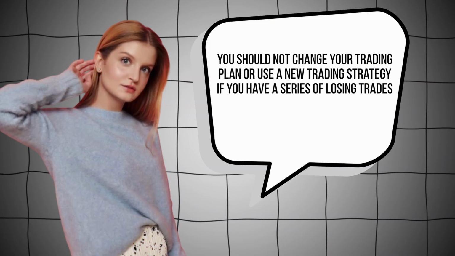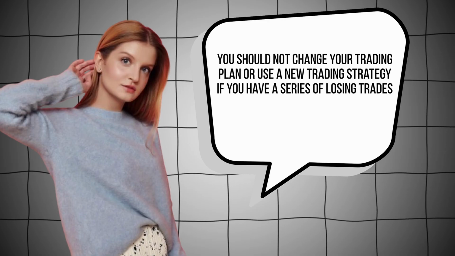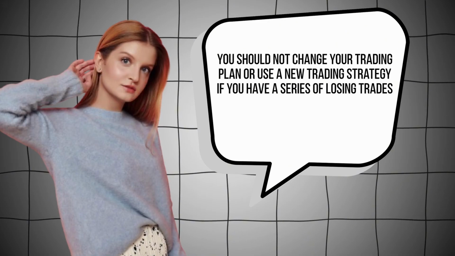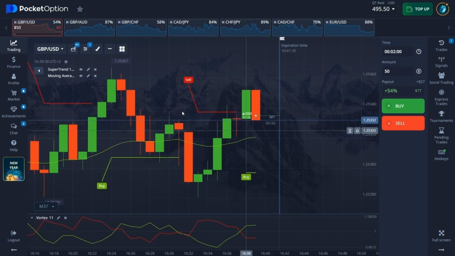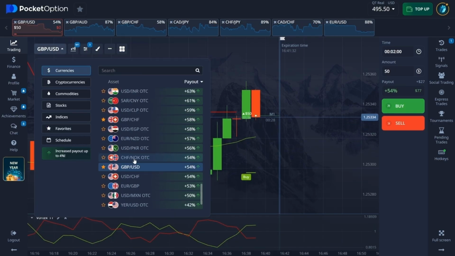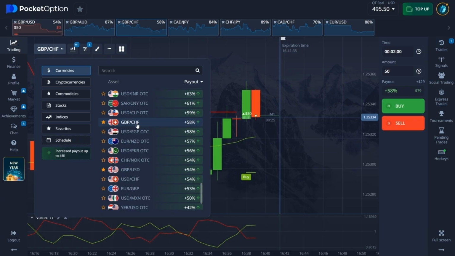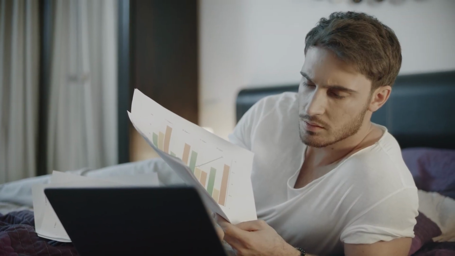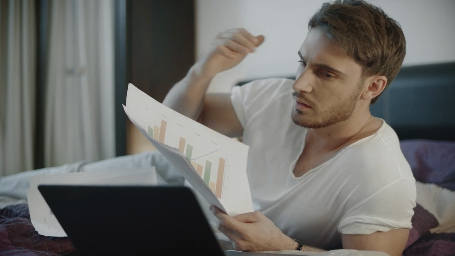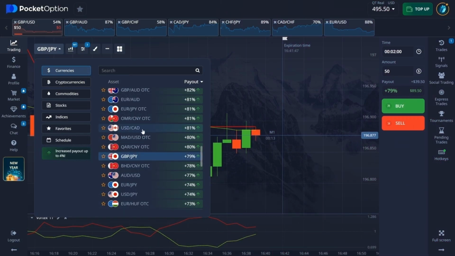You shouldn't change your trading plan or use a new trading strategy if you've had a series of losing trades. If you really want to do this, remember the law of large numbers. Results are random only in the short term, but will be close to the expected value only in the long term. And this means that if you change your trading plan after a few losing trades, you'll never know if it actually works or not, or you'll just be running in circles.